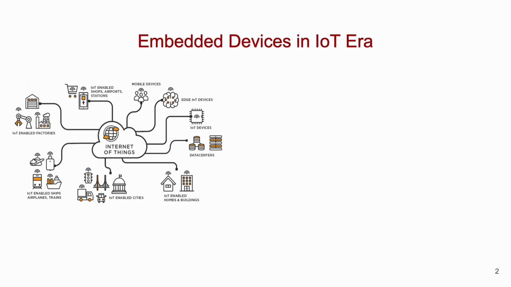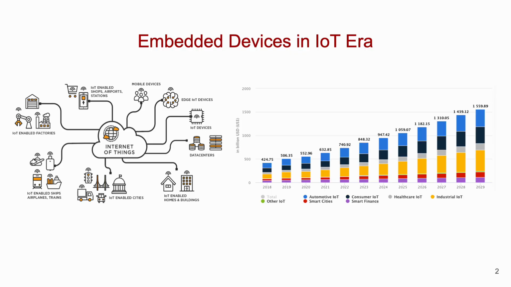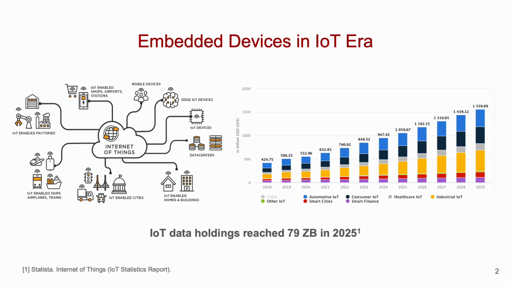Today, embedded devices are ubiquitous. They can be found everywhere, from military asset tracking and remote patient monitoring to edge computing-enabled wearables and self-driving cars. As this chart illustrates, it is projected to become a trillion-dollar industry in the next 4 years. In 2025, IoT devices collectively held 79 zettabytes of data, underscoring the accelerating scale of information generated and stored across embedded devices.